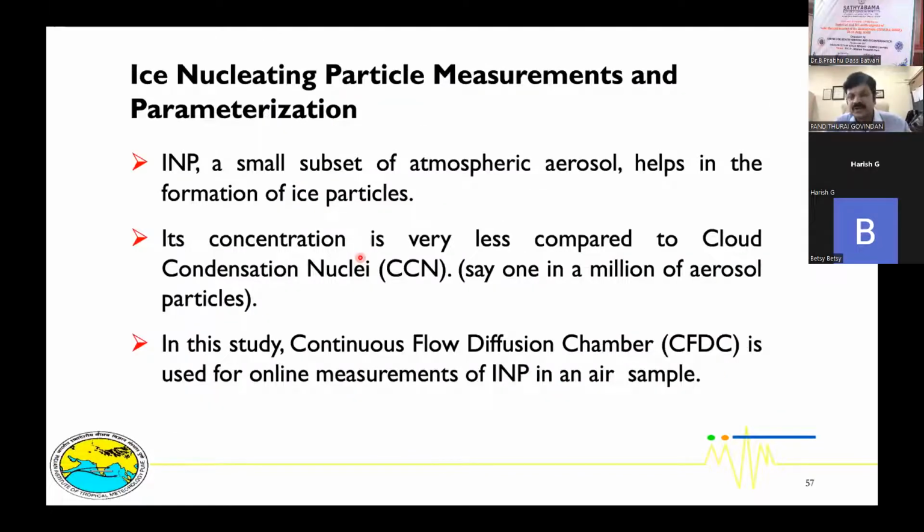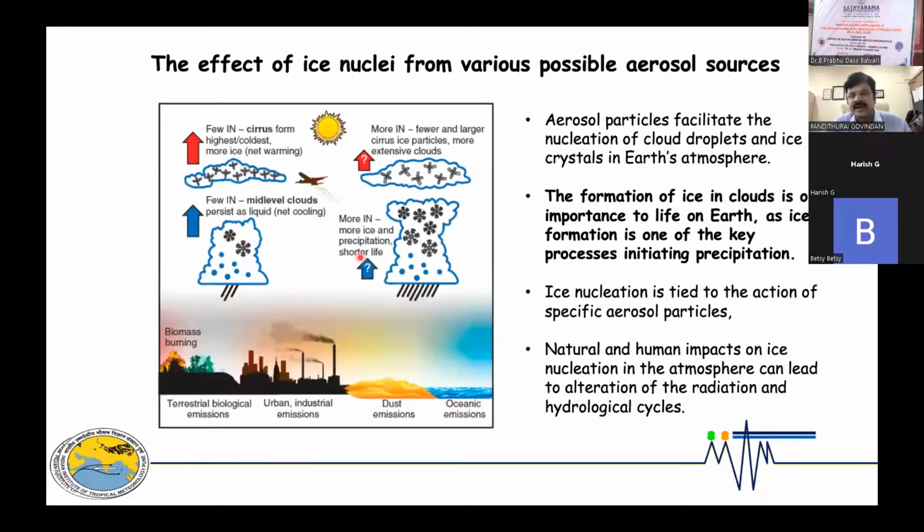In addition, we also try to look at the ice nucleating particles to understand the aerosol cloud interactions. So if there are more ice nuclei, there could be more ice and precipitation, which leads to a shorter life of cloud at the lower altitudes. And if there are few ice nuclei, then cirrus will form at a higher height. So this leads to a net warming effect.